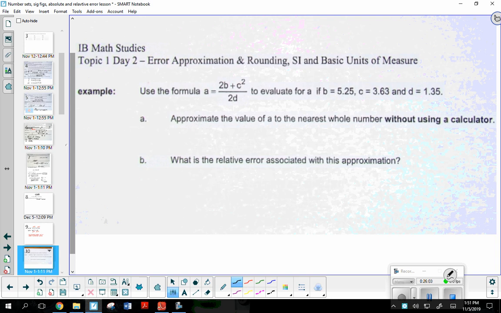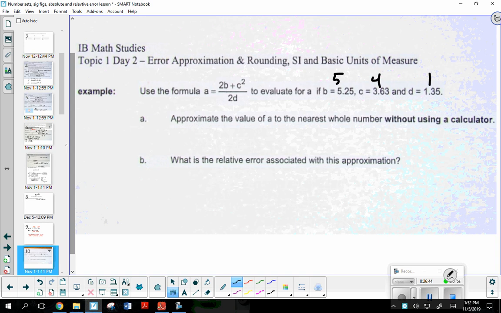The next problem says, use the formula A equals 2b plus c squared divided by 2d to evaluate for A if B equals 5.25, C equals 3.63, and D equals 1.35. Approximate the value of A to the nearest whole number without using a calculator. Now it says to the nearest whole number, so we can go ahead and round these prior to substitution. What's the nearest whole number if B equals 5.25? That would just be 5. C, 3.63, what would that be? 4, and then 1.35 would be 1.